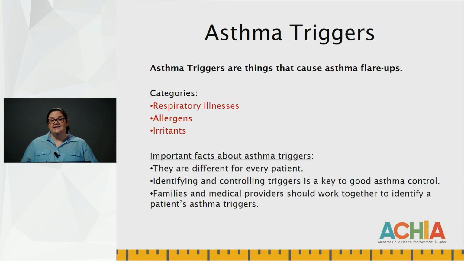Secondly, it's important to identify what a patient's asthma triggers are, because if we can identify them, we can help that person avoid their triggers and thereby help them control their asthma. Finally, it's key for families or patients and their providers to work together to help identify their asthma triggers.